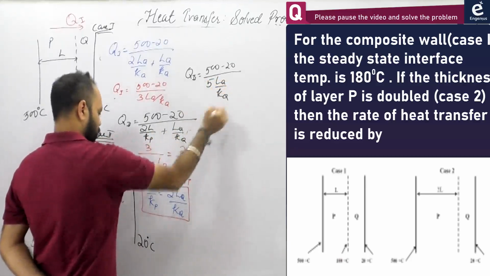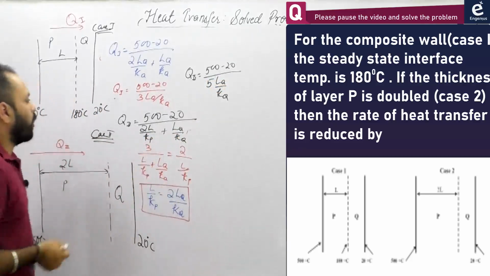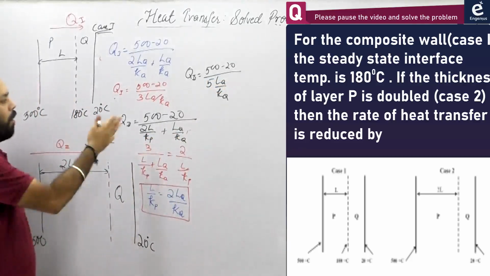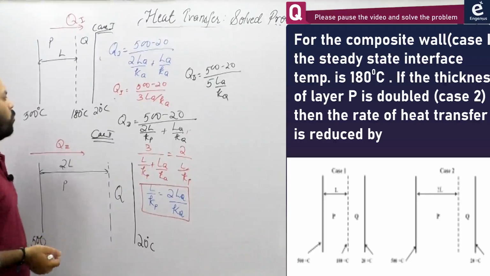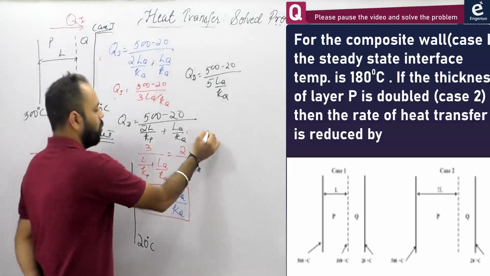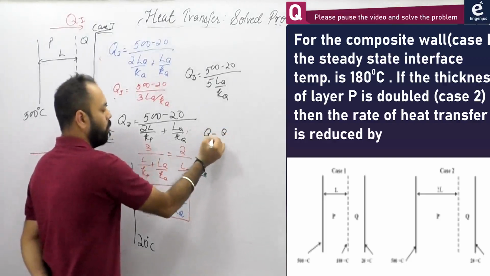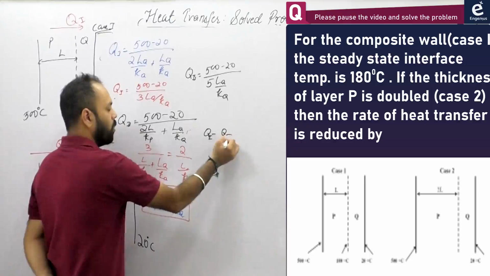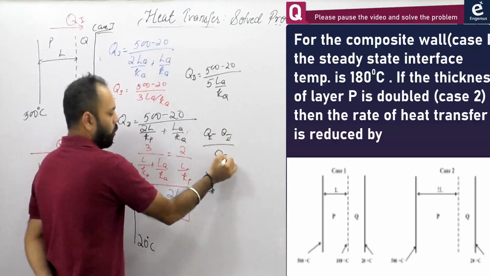ठीक है क्या? Lp by Kp twice. Okay. So 5 times of Lq by Kq. आप रिलेशन देख सकते हैं between Q1 and Q2. ठीक है. So what we want is percent reduction in heat loss. So Q1 minus Q2 divided by Q1 into 100.